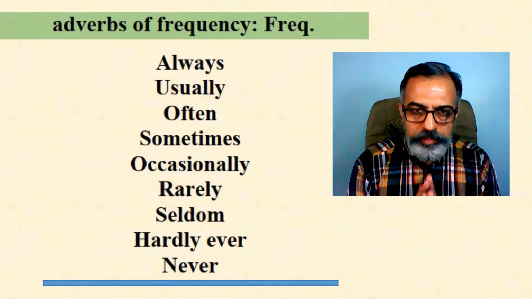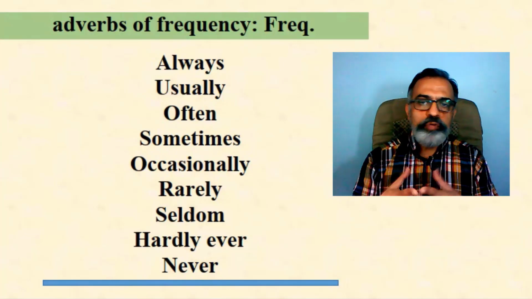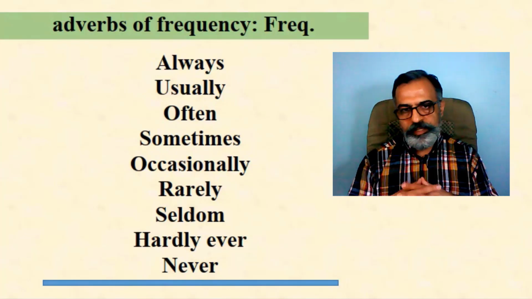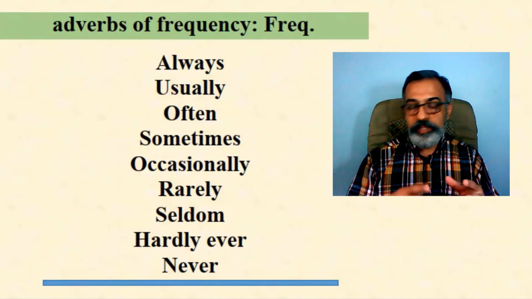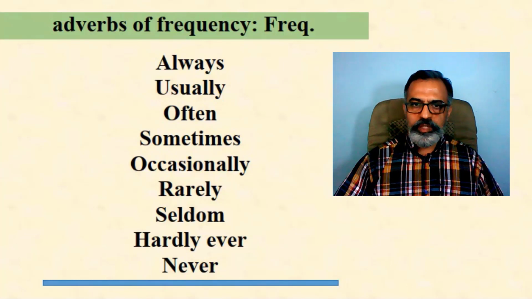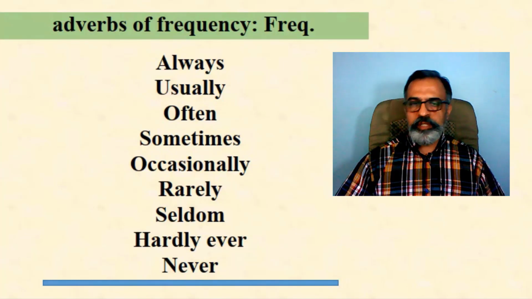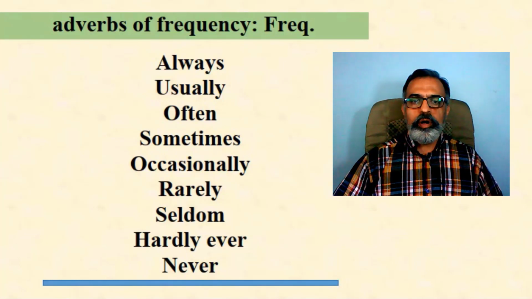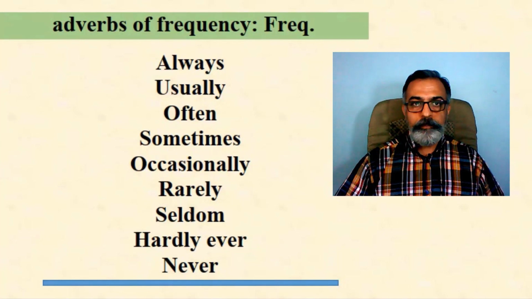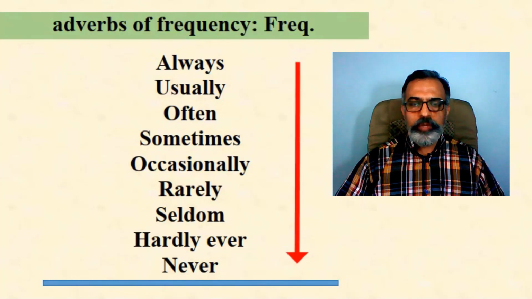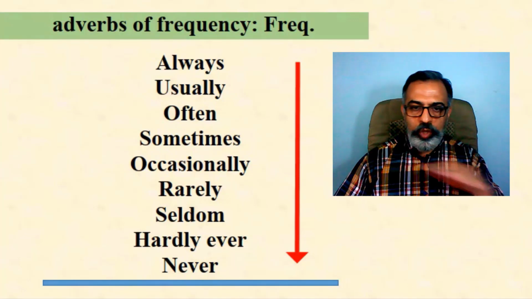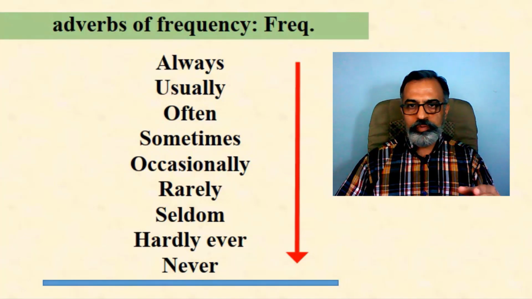Another kind of adverbs which are famous in English are called adverbs of frequency, that show how often a verb is done: always, usually, often, sometimes, occasionally, rarely, seldom, hardly ever, and never. And the frequency actually goes from the highest to the lowest. Always has the highest frequency and never has the lowest, which is zero actually. I never go to the cinema, for example.